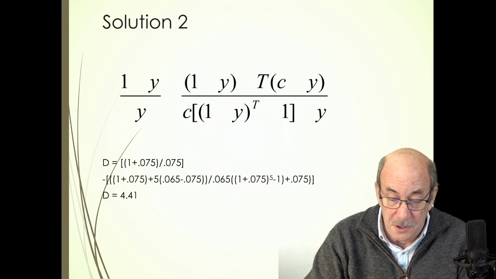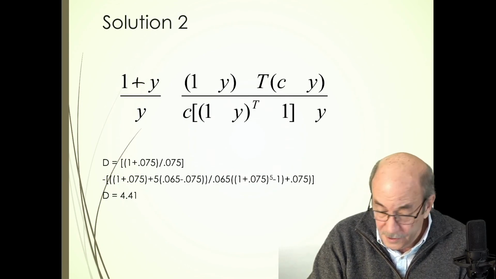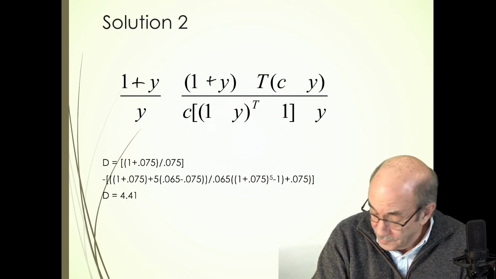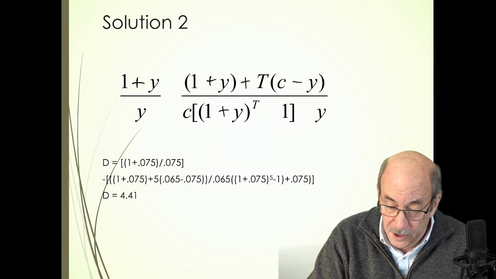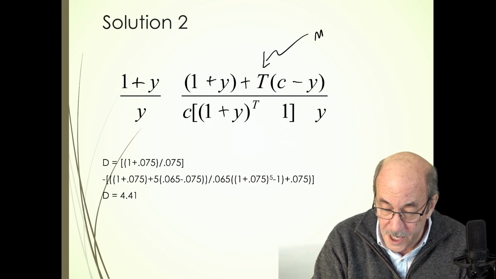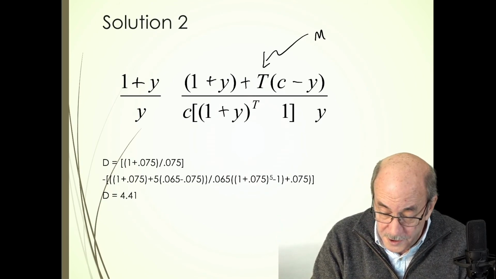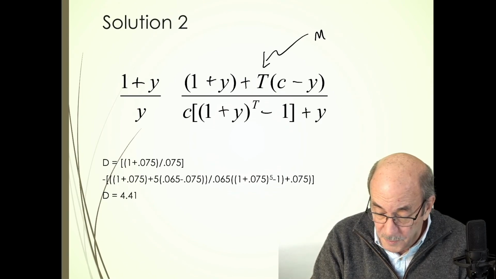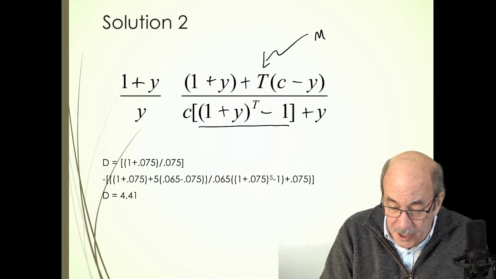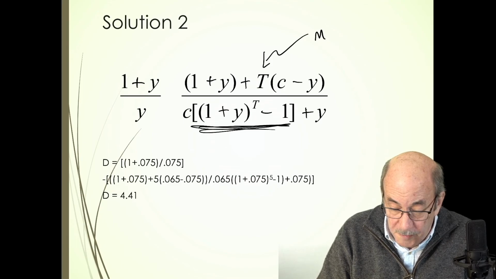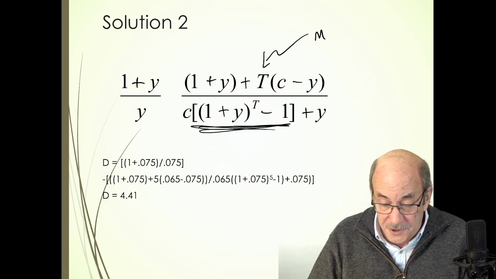The way that should be written is this is a plus, this is also a plus, and a plus, and a minus, and a plus. The formula sheet actually denotes this as M, maturity, or capital T, time to maturity. This is a -1, and then this is a plus Y. So my guess is that it might be right in here where things went amiss. The first thing you want to do is the piece inside the brackets.